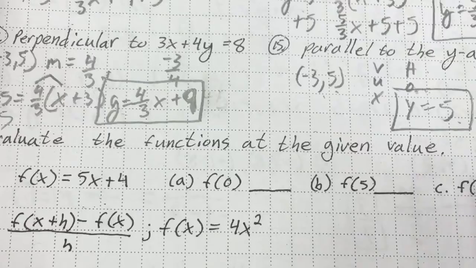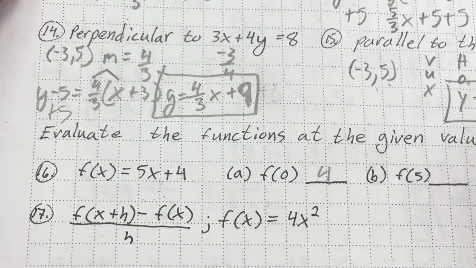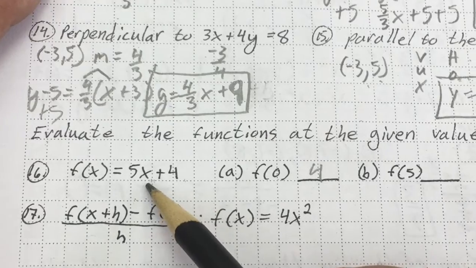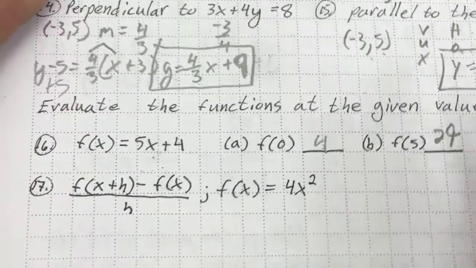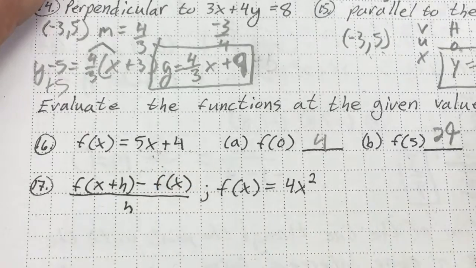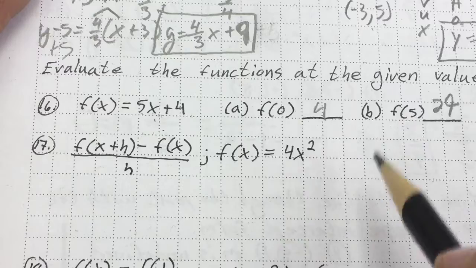Number 16, evaluate the function at the given value. All that means is I plug 0 in for x, so 0 plus 4 is 4. I plug 5 in for x, 5 times 5 is 25, 25 plus 4 is 29. For c, I plug negative 3 in for x, that's negative 3 times 5 is negative 15, plus 4 is negative 11.